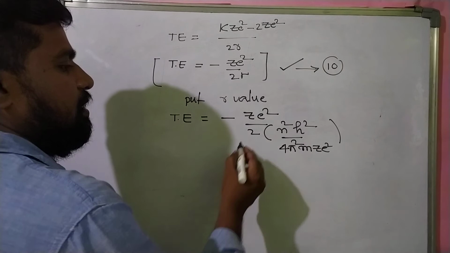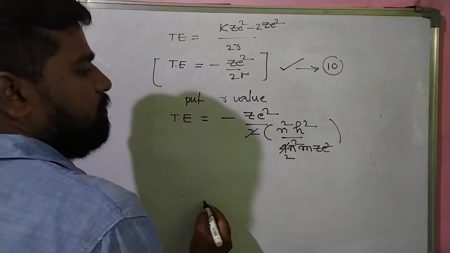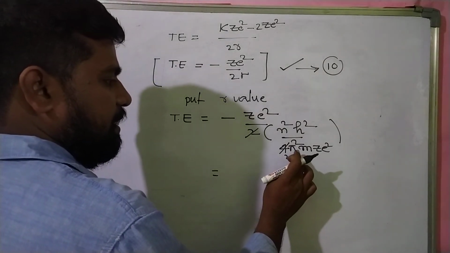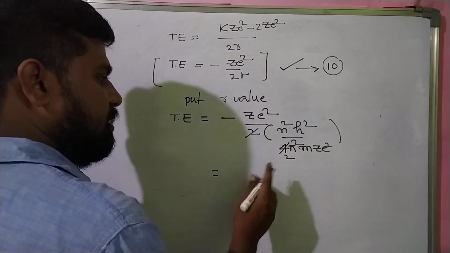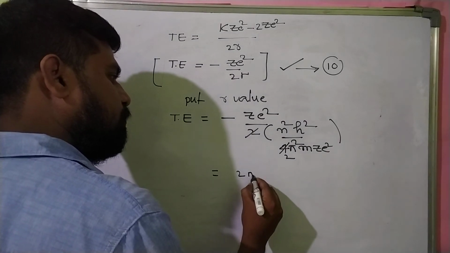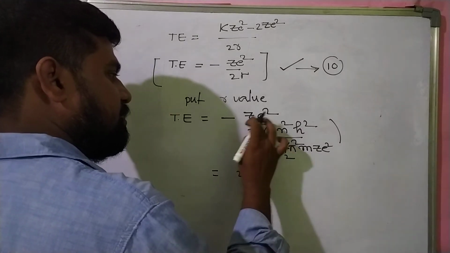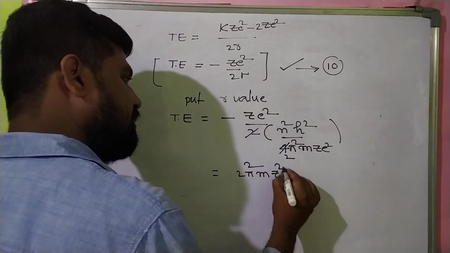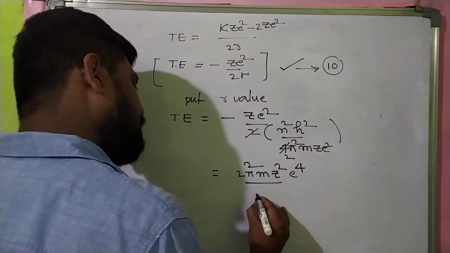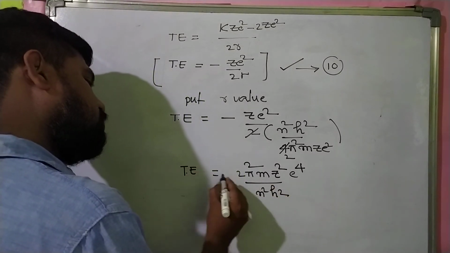Okay. Now the 2s cancel. Now total energy equals, in the denominator, 2 into 2 pi square m z into Z square e square into e square, e power 4 by n square h square. This is the total energy. It should be negative.